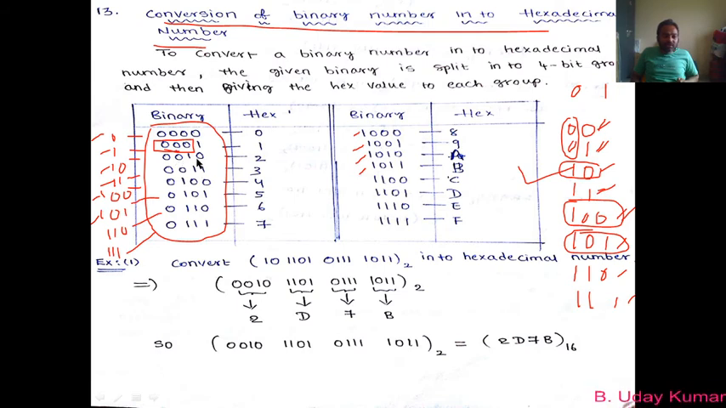So 0010 is equivalent to 2, right? So I have written this 2, and 1101 is what? It is equivalent to D. Please check it out. 1101 is equivalent to D, and 0111, where is that 0111? This is equivalent to 7, and 1011 is equivalent to B. So you just have to compare this table with the question that has been given to you to convert it into hexadecimal. Just comparison, not more than that. So if you compare, this binary number will be equivalent to 2D7B to the base 16. That's it. This is how we convert a binary number into a hexadecimal number. I hope it is clear to you.